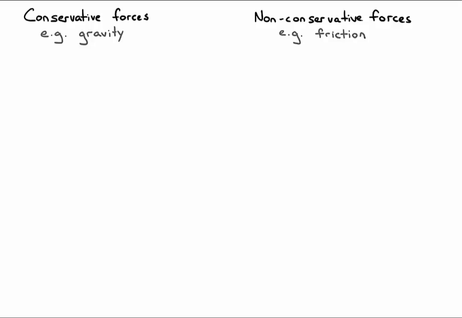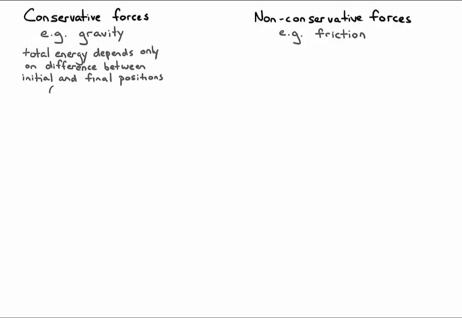For a conservative force such as gravity, the total energy change during some kind of process depends only on the difference between the initial and final positions of the objects involved. Because if we go through that process and come back to the original positions, then we'll find that the total energy hasn't changed. We call this type of process a reversible process.